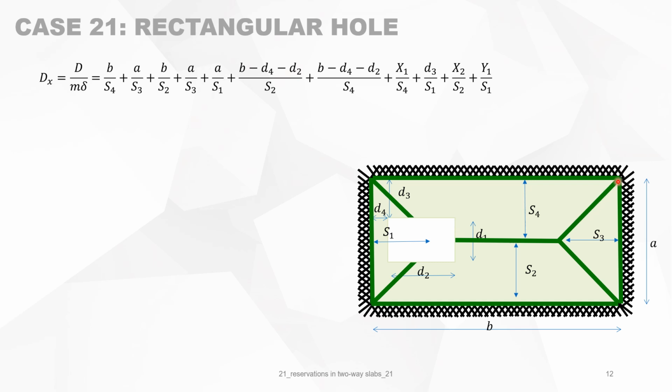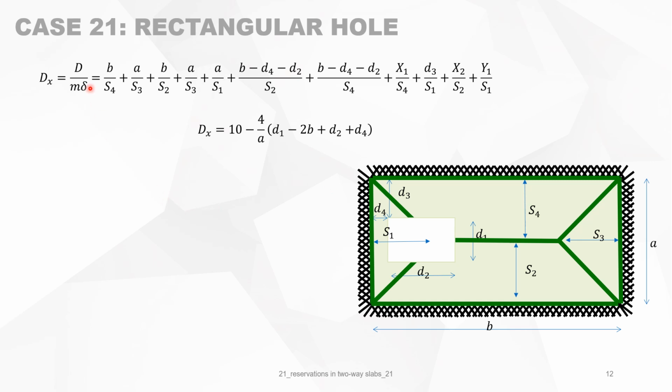Now we will take care of this yield line projected to this axis. So the total length is from there to there. So it's B minus D4 minus D2. And the angle of rotation is on this side, delta over S4, and here delta over S2, which is those two. Then we got this small piece here, which is projected to this axis. So we have a total length of x1 divided by S4. And the other side, this line is projected on this axis. So you have D3 divided by delta over 1. And then the same for the bottom line, x2 over S2 and y1 over S1.